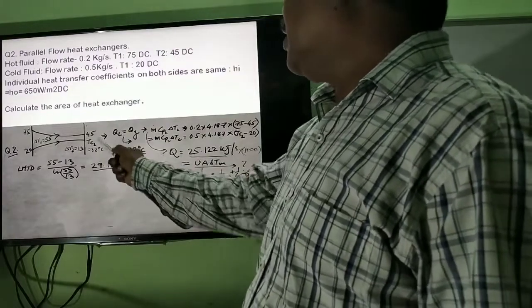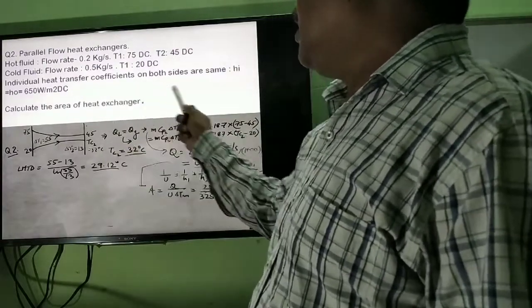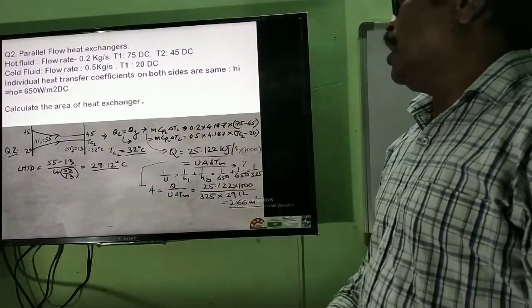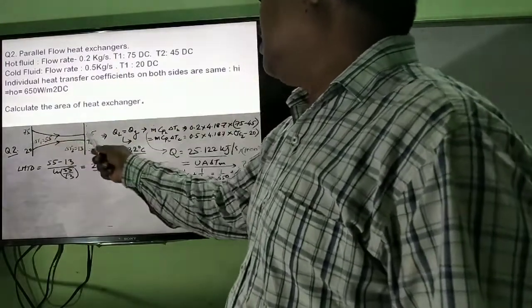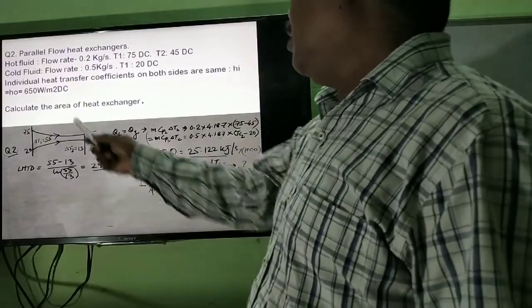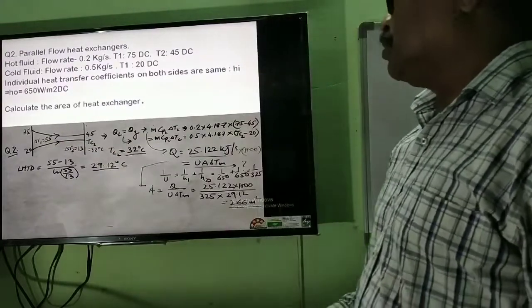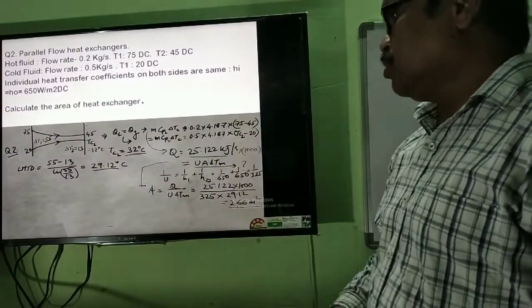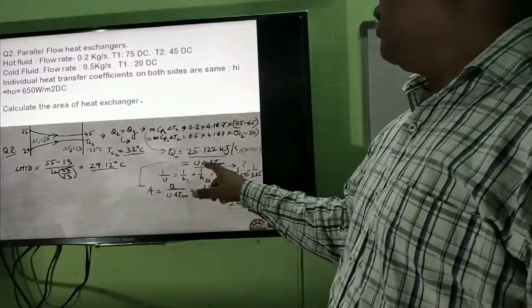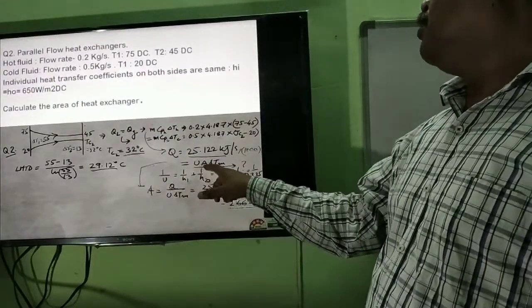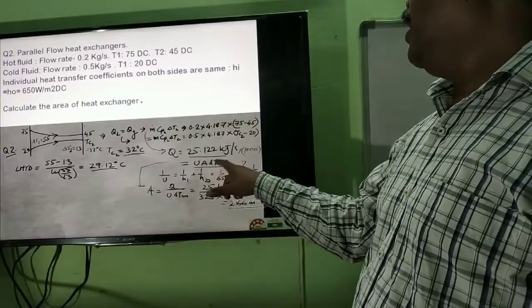So you have to calculate here for LMTD. The individual heat transfer coefficients on both sides are the same. So this side h_i, this side h_o will be 650 W/m² °C. Calculate the area of the heat exchanger. So the basic formula for area is Q equal to overall heat transfer coefficient U, area A, and ΔTm.